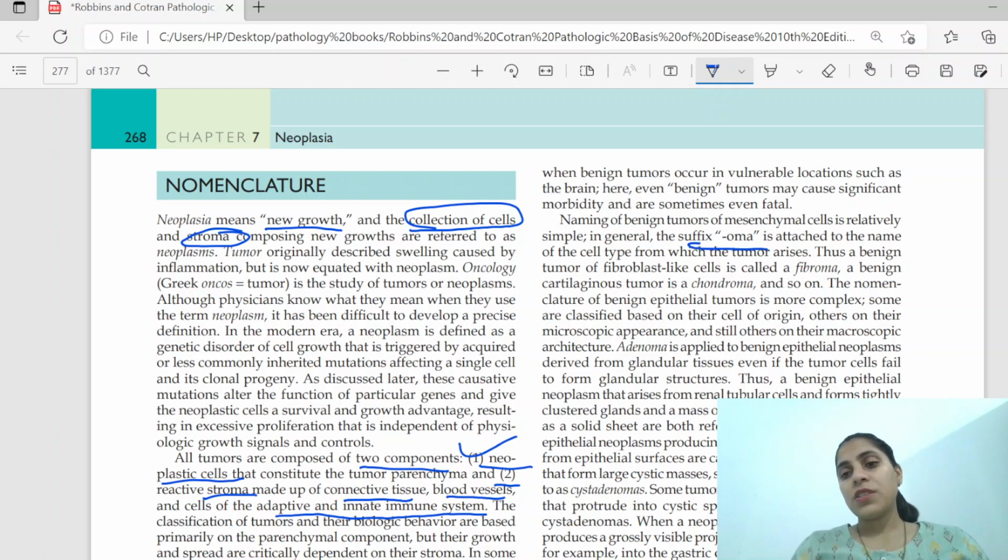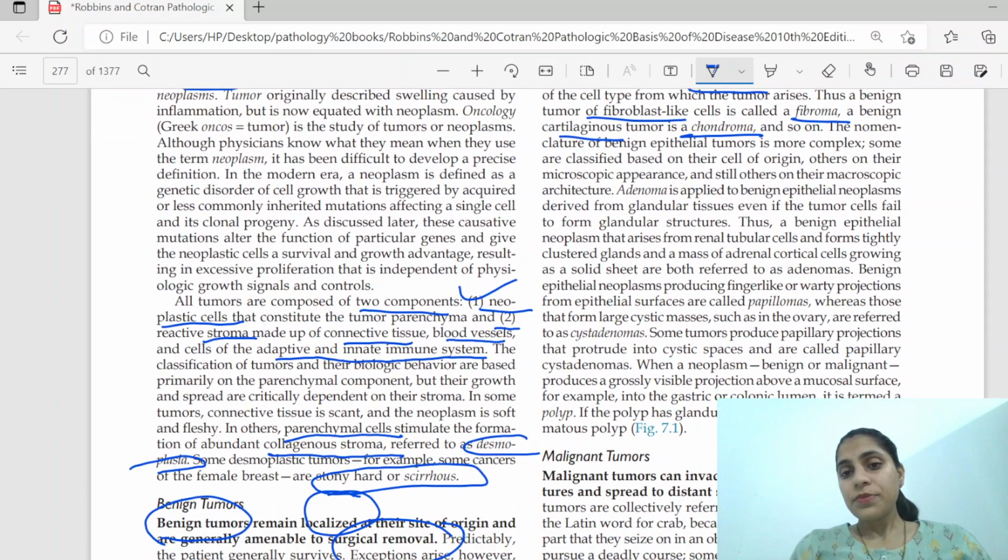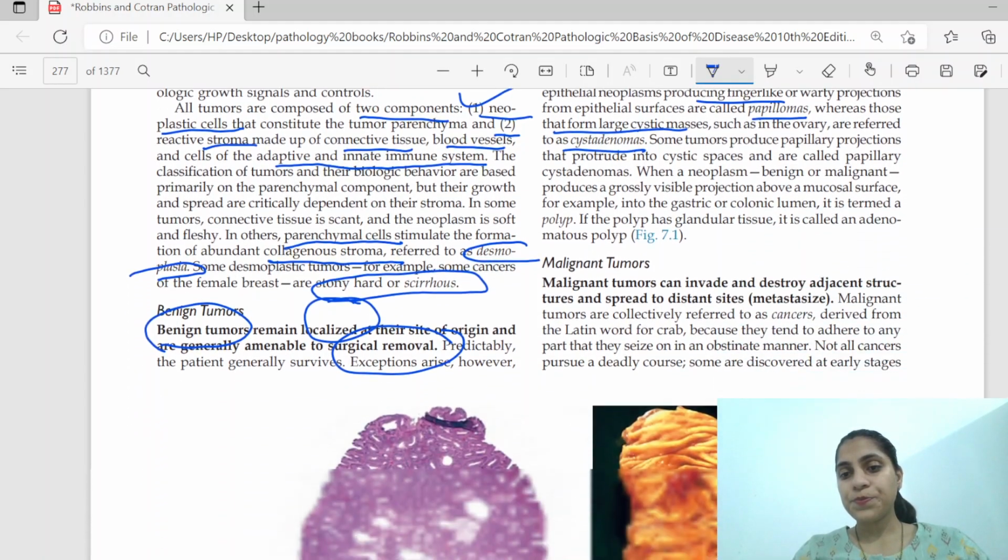It is usually suffixed with oma. A fibroblast tumor is called fibroma. A cartilaginous tumor is called chondroma. The one with epithelial neoplasm will be called adenoma. The ones with finger-like projections will be called papilloma. The one which will have a large cystic mass will be called cystadenoma.